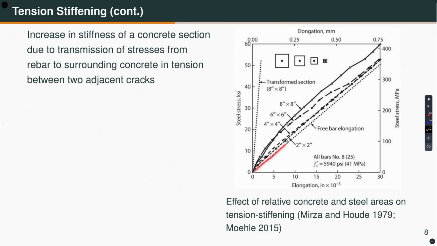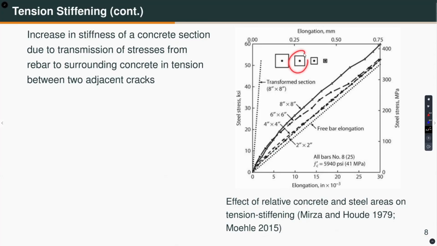Why is it happening? Because the concrete between the two adjacent cracks is actually participating in taking some tension, right? And as you can see, as the cross sectional area reduces, the effect of tension stiffening is becoming smaller and smaller. So eventually, for example, for this case, it is going towards the bare steel bar. Okay. So that is what happens in reality.